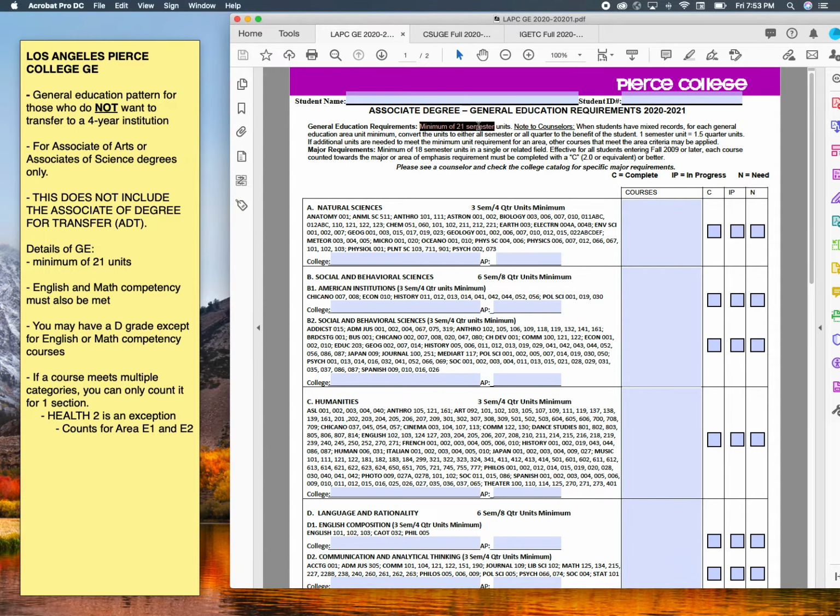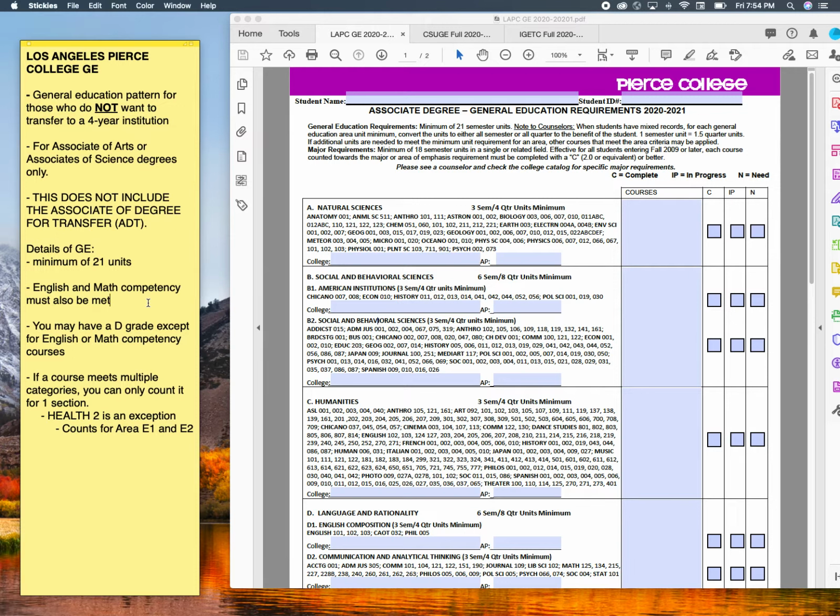You have to have a minimum of 21 units with all the classes in here. You have to have a minimum of 21 units. There are 5 categories, okay? We're going to go over the categories in a second, but there are 5 of them, and 2 of those 5 categories have subcategories. What I mean by subcategories is that there are additional requirements within those categories, and I'll go over it in just a bit. There is also an English and math competency requirement that you have to meet, and there are multiple ways for you to meet your English and math competency.